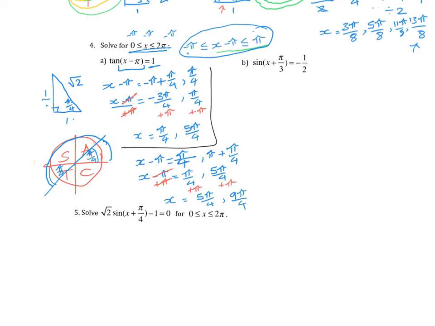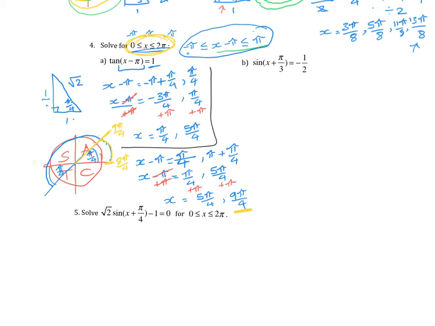But that's a problem. Why is it a problem? Because our domain said we have to be between 0 and 2 pi, and 9 pi on 4 is beyond 2 pi, because 2 pi would be 8 pi on 4. So let's look at our unit circle. Where is 9 pi on 4? Well, 8 pi on 4 is like 2 pi, so 9 pi on 4 would be an extra pi on 4, so it would be this angle here.